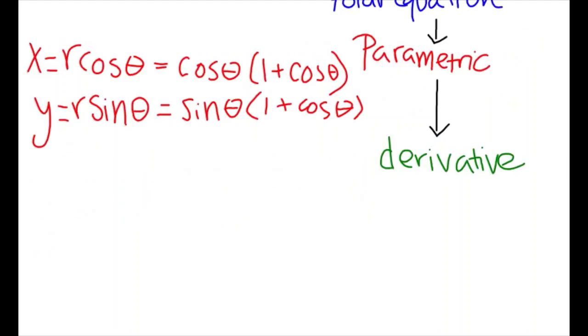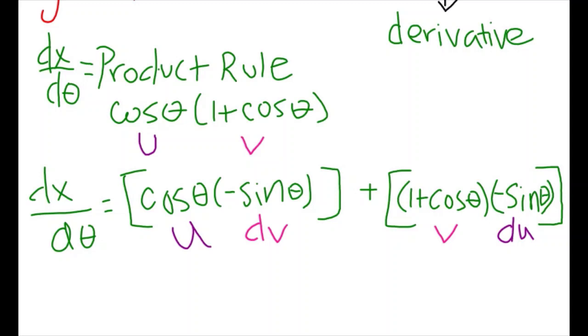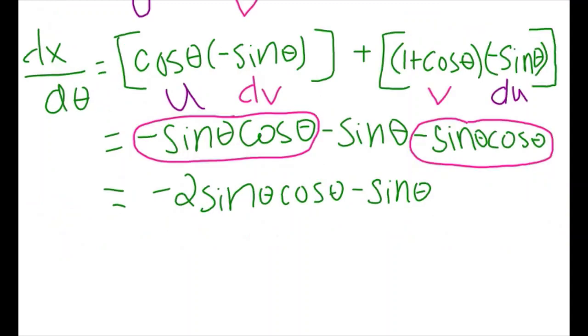Now, let's find the derivative of each equation. To find dx over d theta, we will use the product rule, in which cosine theta will be our u and 1 plus cosine theta will be our v. Following our equation u dv plus v du, we get dx over d theta equaling cosine theta times negative sine theta plus 1 plus cosine theta times negative sine theta. If we simplify further by distributing and combining like terms, dx over d theta equals negative sine theta minus 2 sine theta times cosine theta.